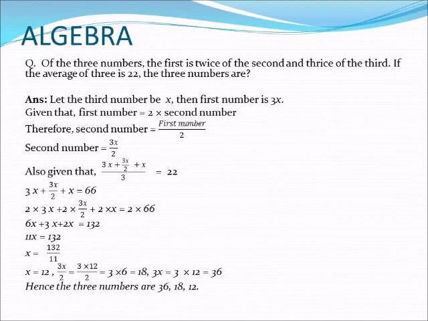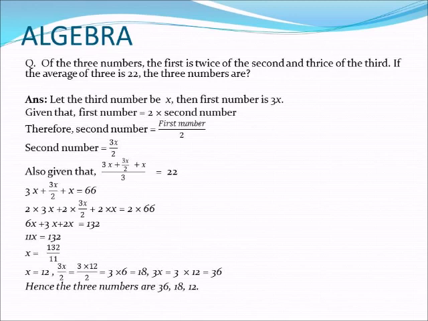How can we remove the fraction? Check what is the denominator. Multiply all the terms on the left side and right side by the denominator. So here the denominator is 2. 2 into 3x plus 2 into 3x by 2 plus 2 into x equal to 2 into 66. This way we can eliminate the denominator from the fraction.